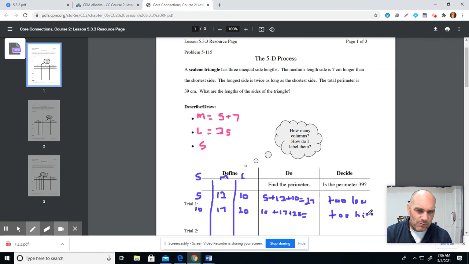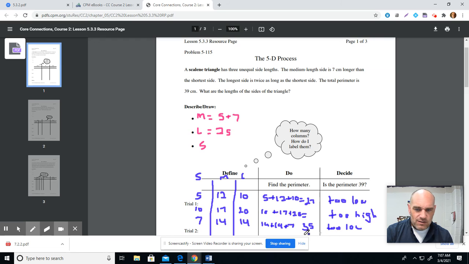It almost feels like it's somewhere in between those. So it's not 5, it's not 10. Let's try 7. My short side is 7, my medium side is going to be 14, and 2 times 7 is 14. All right, I'm going to do the work now. So 14 plus 14 plus 7 gives me 28, plus 7 is 35. Closer, but still too low.